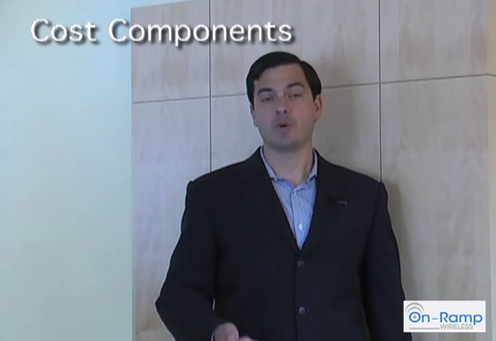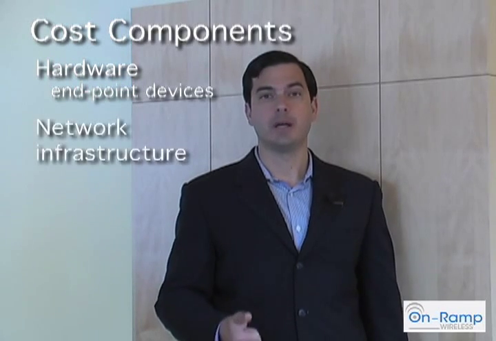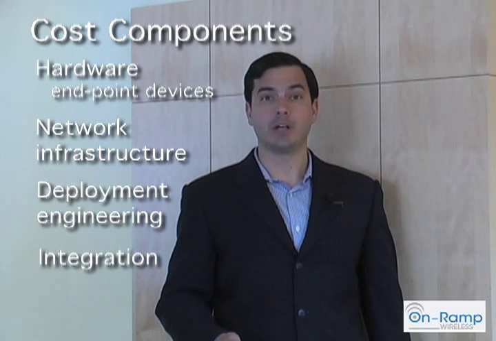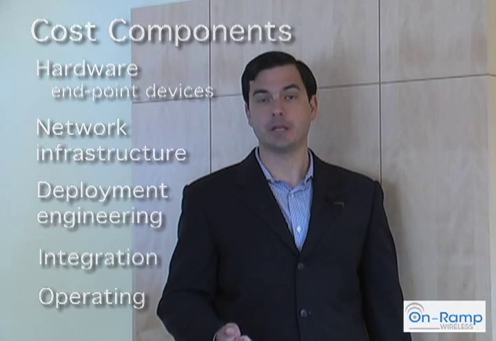Well, cost is a really critical advantage that really has to be well thought out when looking at a wireless networking solution. So if you take the main components that drive total cost of ownership in a network, it's the hardware cost, the endpoint device, the network infrastructure cost, as well as the deployment engineering, integration, as well as operating cost of the network, which could also include license fee spectrum for other technologies.